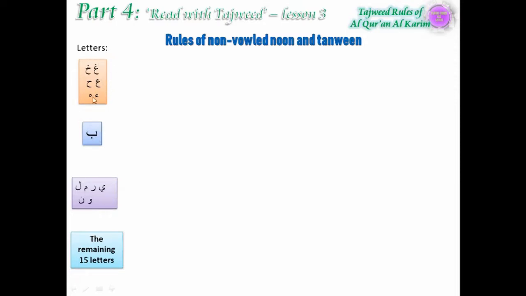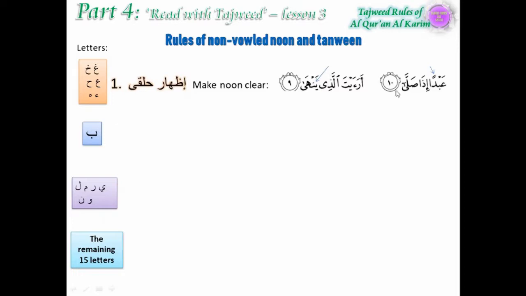If the letters after the noon as-sakina or tanween happen to be one of these 6 letters, hamza, ha, ayn, ha, ghayn, kha, and I hope you notice that these are the letters of the throat, huruf al-halq, we will pronounce the noon clearly, and it's known as Idhaar Halqi. In these examples, you see a fatha tanween followed by the hamza, and so we will read this tanween clearly. Abadan idha salla.